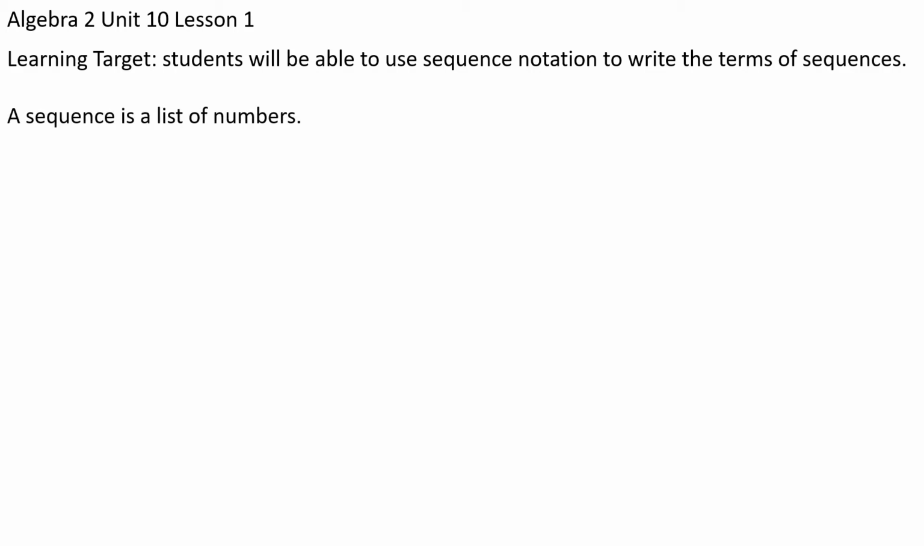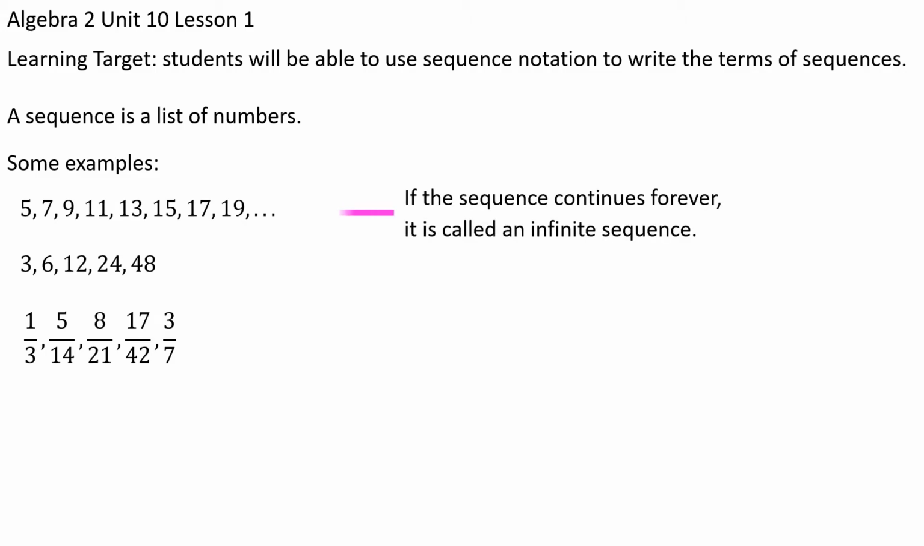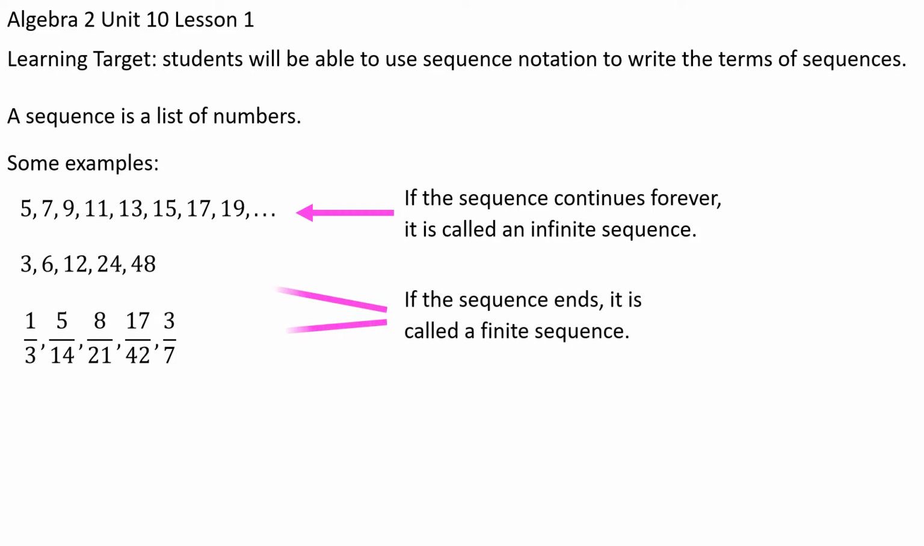So a sequence is just a list of numbers, right? But there's a pattern about it. So here are some examples. You'll notice that sometimes I have the ... which means, hey, it goes on forever. We call that an infinite sequence. Or sometimes it just stops, and we call those a finite sequence. So a sequence is a list of numbers, and there is some type of pattern that we can discover about these numbers.